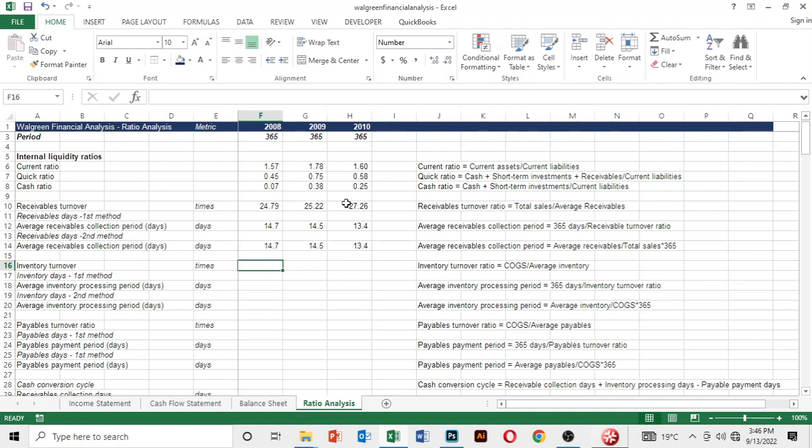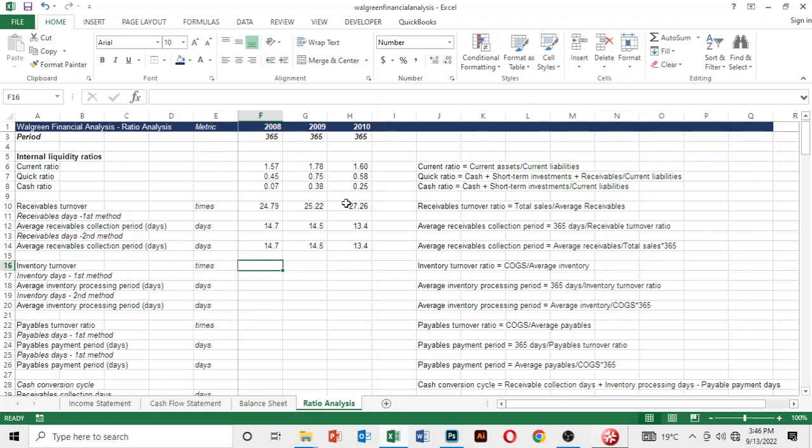And before we calculate that, one thing to note is when you are calculating the receivables turnover or the receivable days, we use revenue from the income statement. So receivables are related to revenue in the income statement, and inventory is related to cost of sales, payables cost of sales as well. So let's just calculate the inventory turnover.